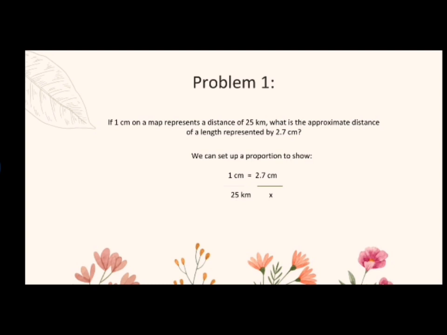So how to find x? How to solve x? So solving the equation for x, we get x equals 1 centimeter divided by 25 kilometers equals 2.7 centimeters over x, so x equals 25 times 2.7, and the result is 67.5 kilometers. So that's the answer.